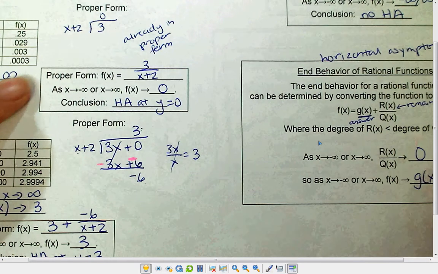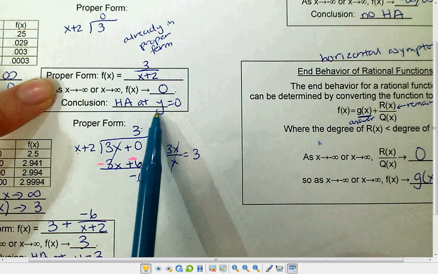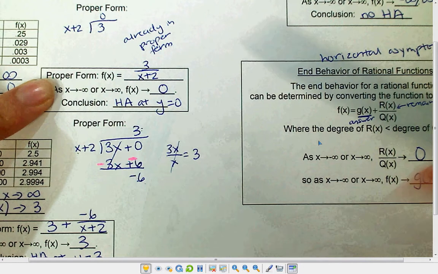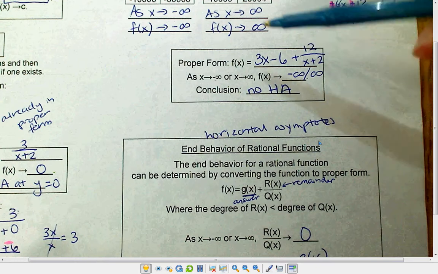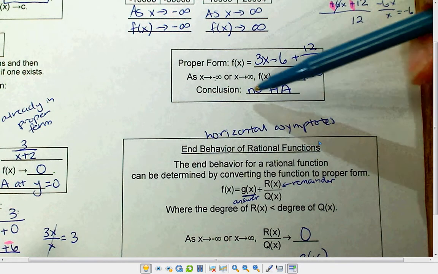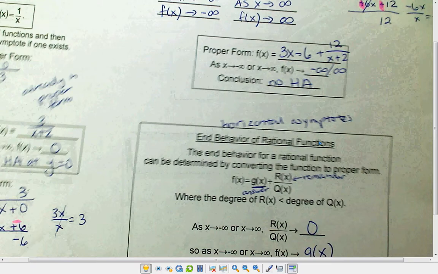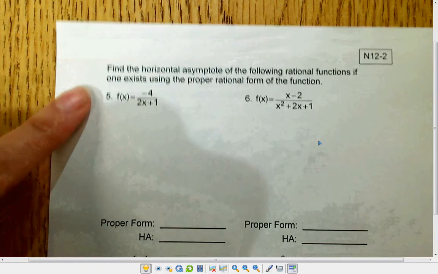Right? For number 2, if the fraction part goes away, there's nothing left over, so your horizontal asymptote is y equals 0. For number 4, when the fraction part goes away, you're still left with 3x minus 6, and that's not a number, so you cannot have a horizontal asymptote. Okay, let's try to do a couple of examples now. Flip the page. Let's look at number 5.